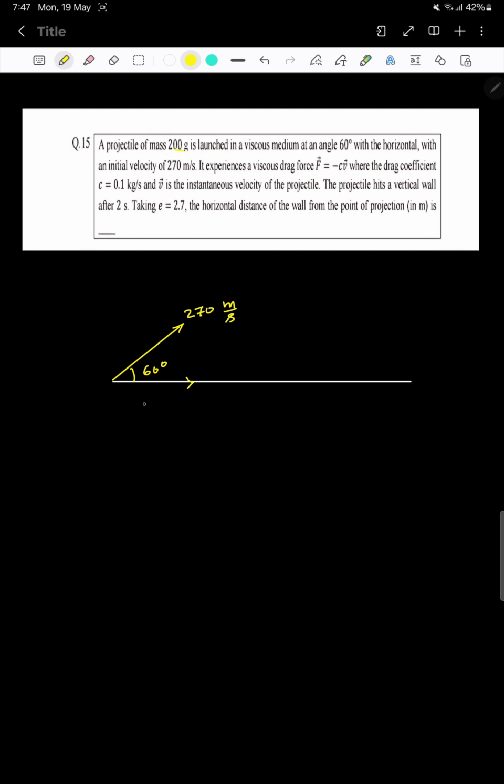One is the horizontal component, which is 270 cos 60. Its value is 270 upon 2, which is 135 meters per second, the horizontal component of velocity. I am not going to calculate the vertical component of velocity since it is not required for us. We are going to find the horizontal distance covered by the projectile in the viscous medium.